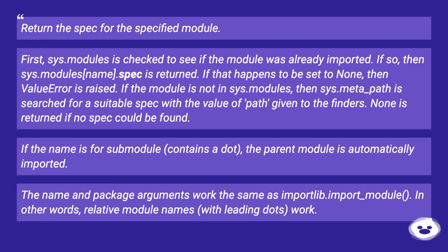If the module is not in sys.modules, then sys.meta_path is searched for a suitable spec with the value of path given to the finders. None is returned if no spec could be found. If the name is for a submodule, contains a dot, the parent module is automatically imported. The name and package arguments work the same as importlib.import_module. In other words, relative module names, with leading dots, work.